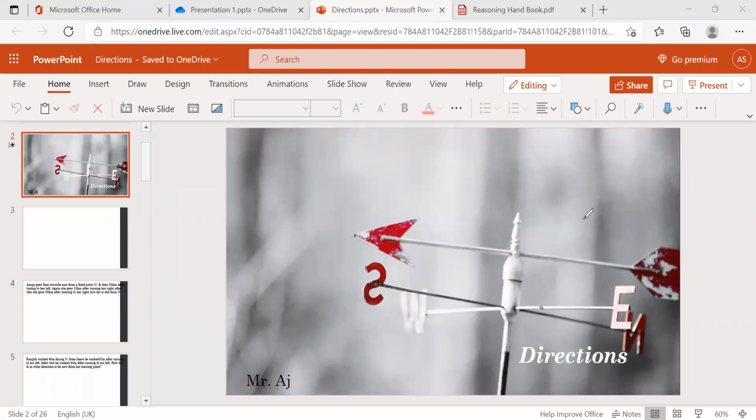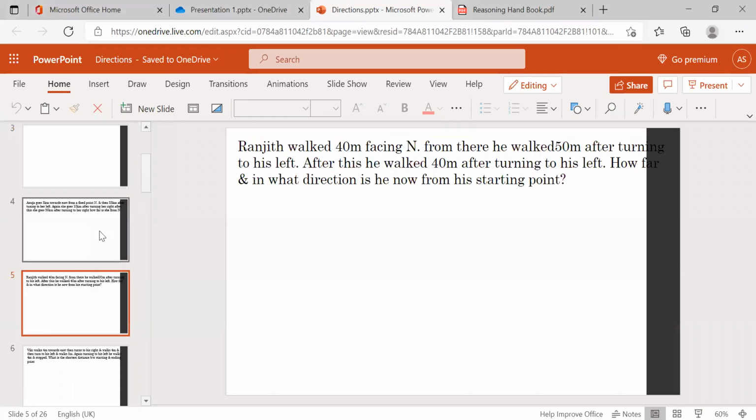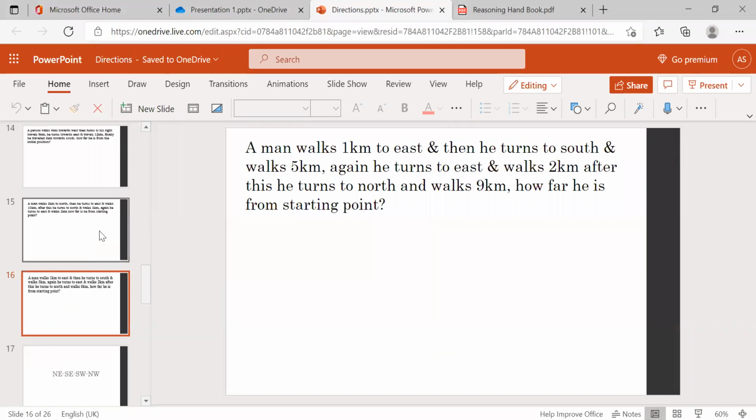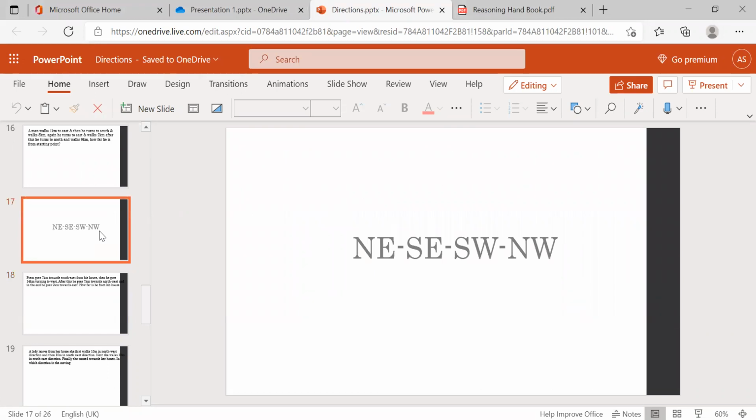So today we are going to discuss directions part 4, the last part in the direction. Up to this we discussed the directions part, distance with the direction, and Pythagoras theorem problems. Now the last model in this concept is northeast, southeast, southwest, and northwest. So based on this, we are going to discuss now.